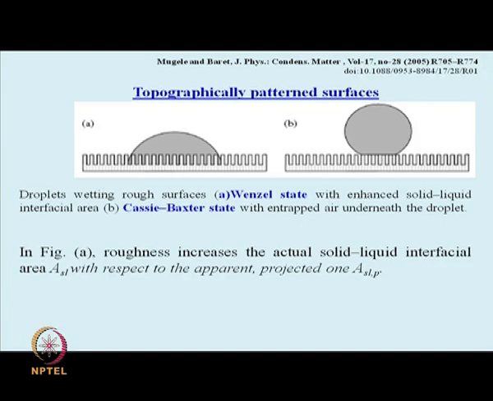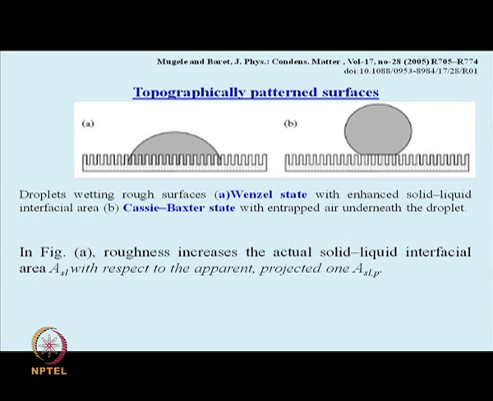So, these two contrasting behaviors of a droplet on a nanostructured surface are typically expressed as either a Wenzel state, where the liquid fills the spaces in between, and the second is the Cassie-Baxter state, where the droplet is simply sitting on these pillars. Okay. So, if I think of the contact area, the projected contact area, which is simply this, and in this case this is the projected contact area.